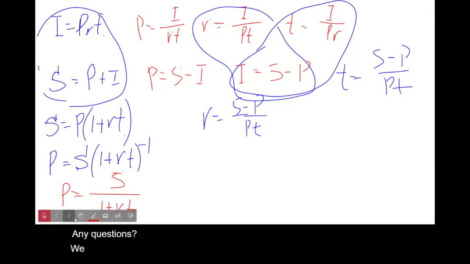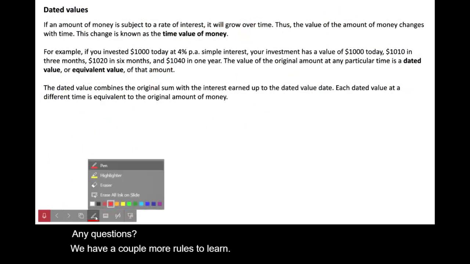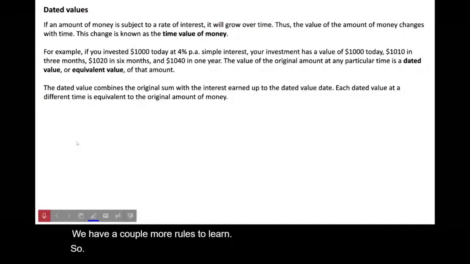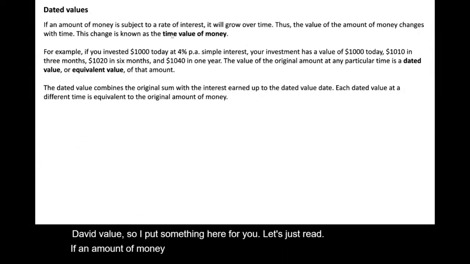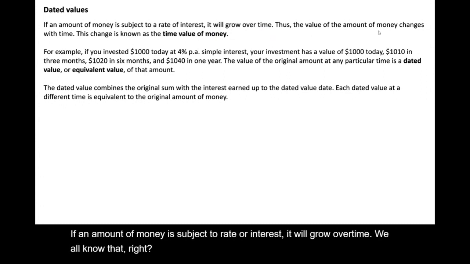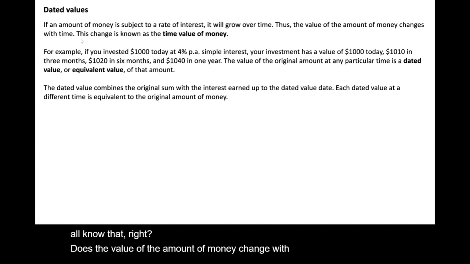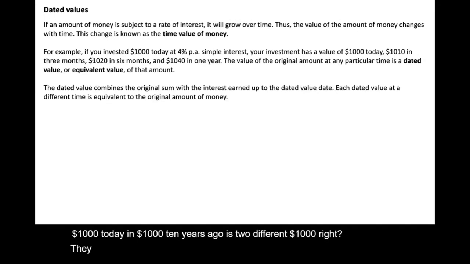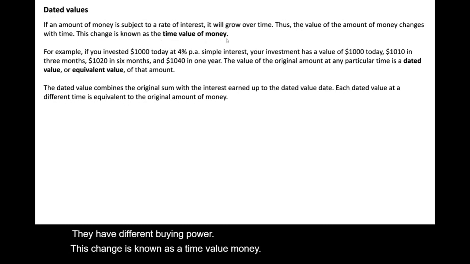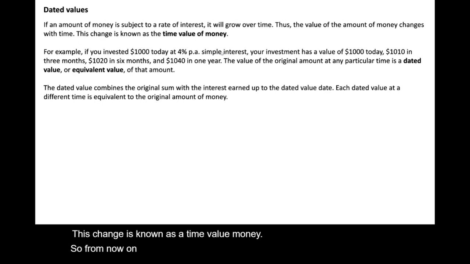We have a couple more rules to learn. So, dated values. I put something here for you. Let's just read. If an amount of money is subject to rate or interest, it will grow over time. We all know that, right? Does the value of the amount of money change with time? Indeed, $1,000 today and $1,000 10 years ago are two different $1,000, right? They have different buying power. This change is known as the time value of money. So from now on, we understand that money has different value in time.